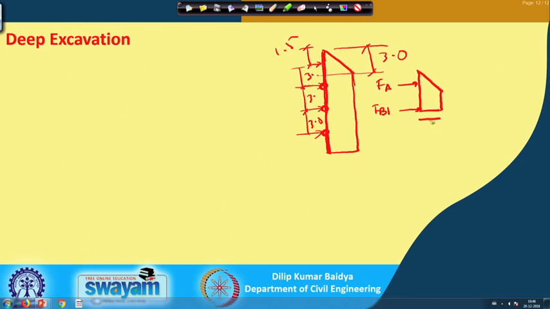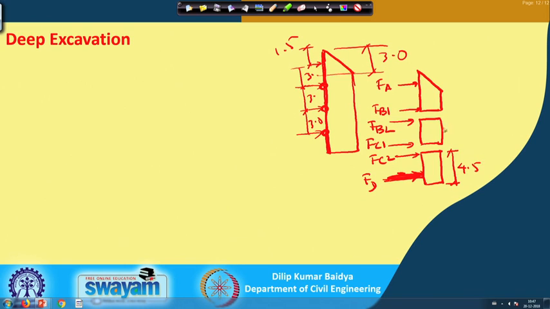Next will be A B 2, and this is F C 1. This is F C 2, and this is suppose F D, and this will be 4.5, this is 3 and this is 4.5, this is 3 and this is 4.5. So, like this.